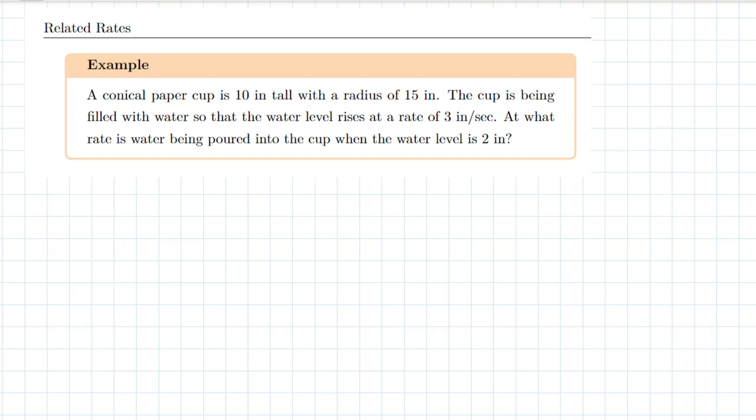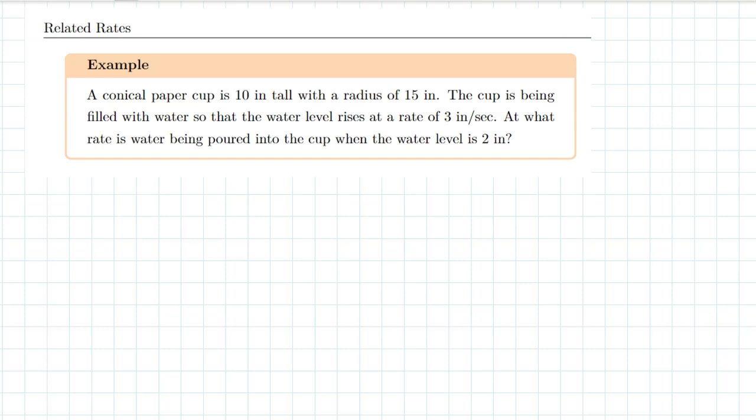This related rates example says a conical paper cup is 10 inches tall with a radius of 15 inches. The cup is being filled with water so that the water level rises at a rate of 3 inches per second. At what rate is water being poured into the cup when the water level is 2 inches?